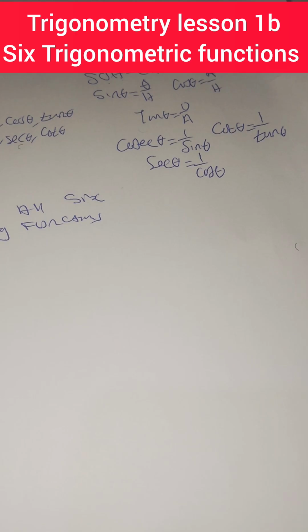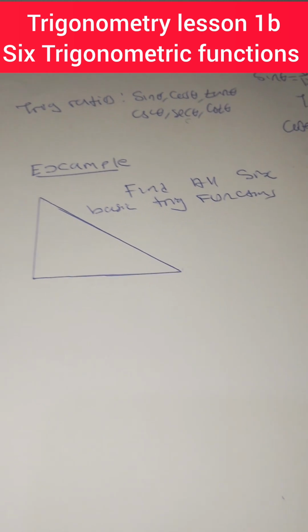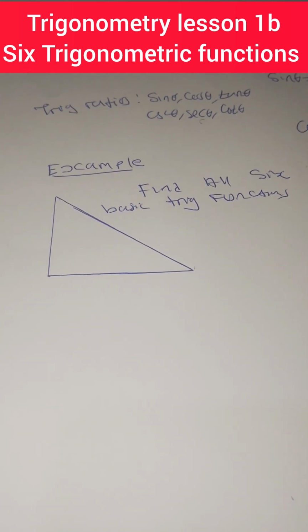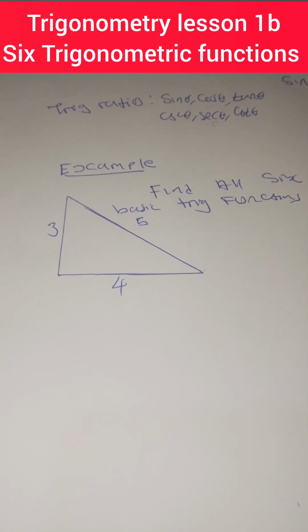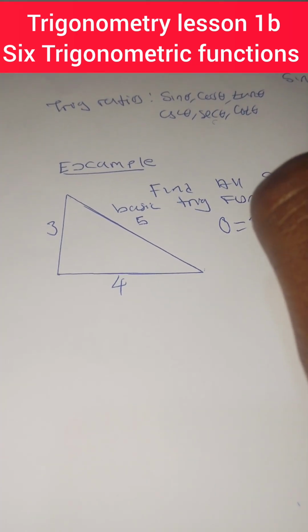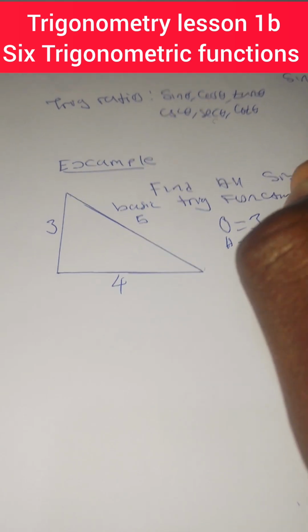So that's just the introduction of trigonometry, and we can understand everything through an example, and that's why I've given you this example. This example is: find all six basic trigonometric functions. Let me put the values first. So how do we find them? Let's identify first. What is the opposite? The opposite is 3. Opposite is equal to 3. What about the hypotenuse? The hypotenuse is equal to 5. What about the adjacent?